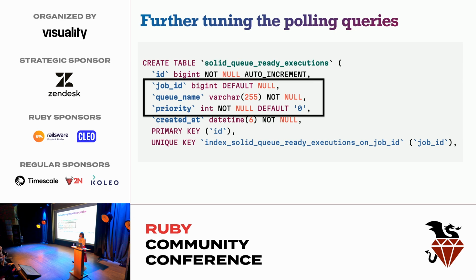So what we then focused on was further tuning the polling queries. This is how the Solid Queue ready execution table looks. We have three columns that are the important ones for polling: the queue name, because each worker only looks at certain queues, the priority, to sort, and the job ID, of course, to fetch the job data.